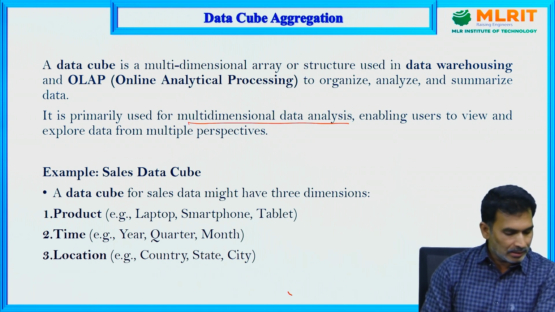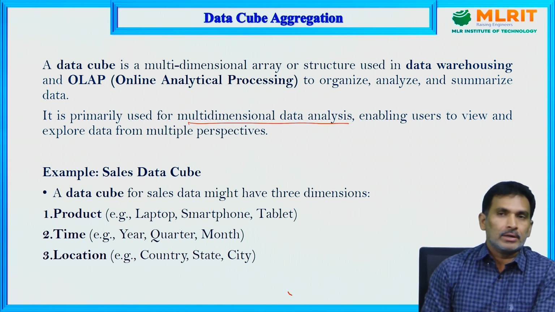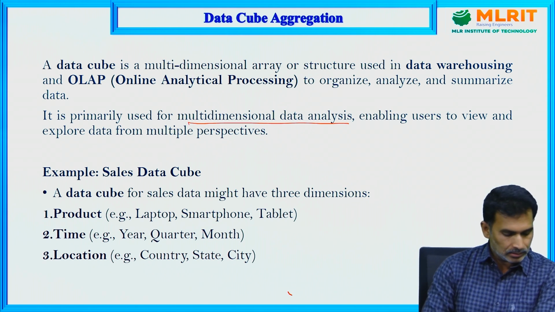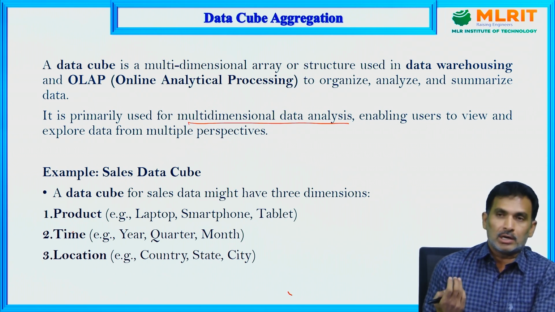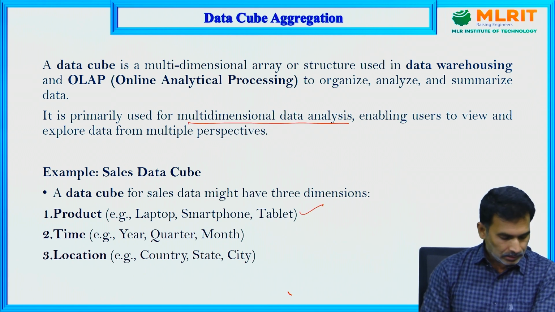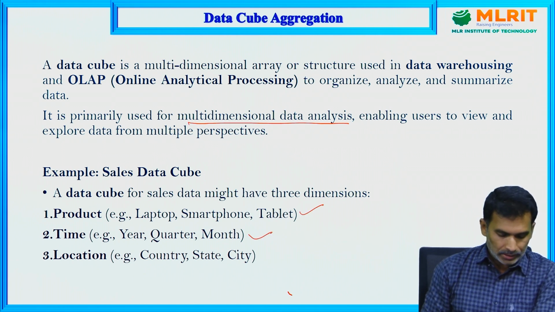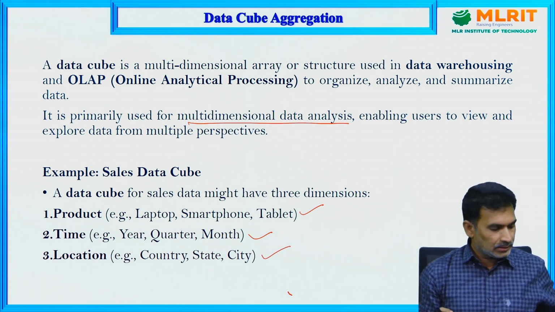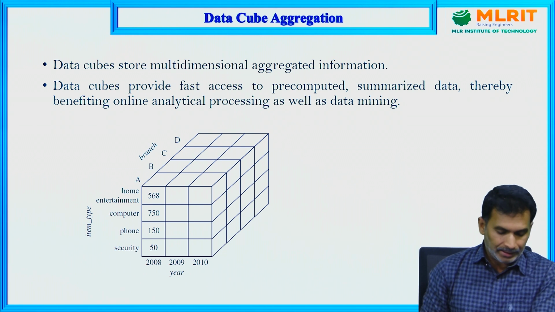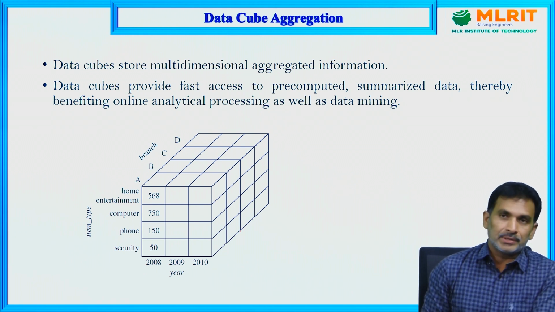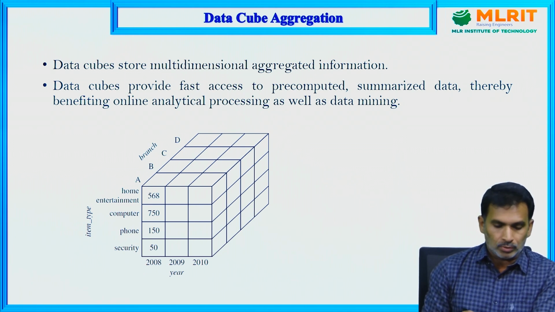For example, let us take a sales data cube. It has dimensions like product. Under product, we have categories like laptop, smartphone, and tablet. Under time, we have year, quarter, and month. Under location, we have country, state, and city. Here, this is an example of a data cube, the graphical representation, but physically it would be represented in the form of tables, etc.